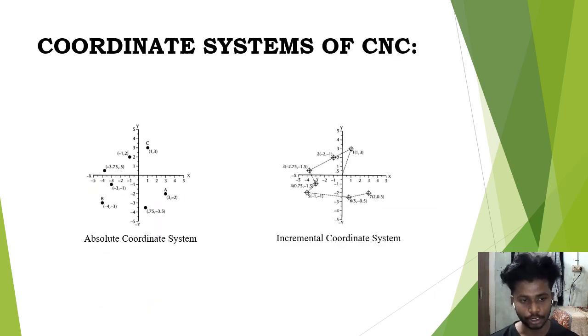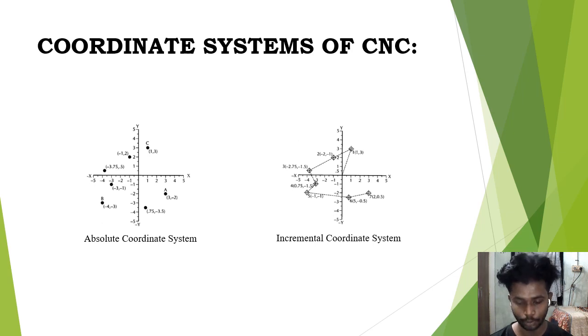Coordinate systems of CNC. There are basically two different coordinate systems that are used in CNC machines. One is the absolute coordinate system and the other is the incremental coordinate system. In the absolute coordinate system, the origin of the cutting tool that is being used is changed each time the tool is moved.